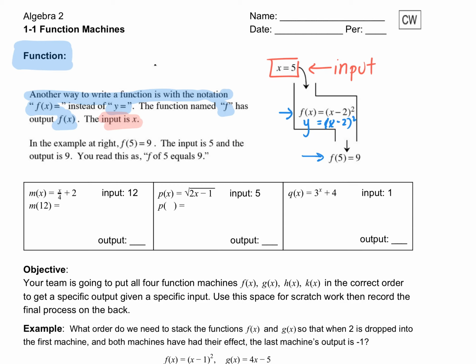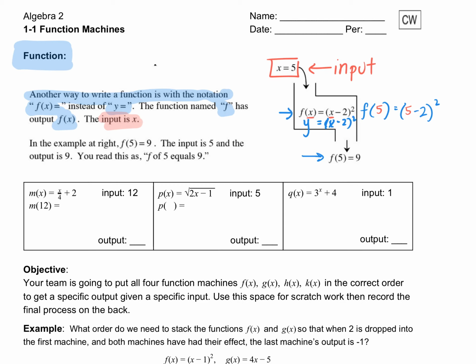So since our input is 5, that just means we are substituting everywhere where we see x, we're going to replace that with a 5. So I'm going to write it as f of 5 is equal to parentheses 5 minus 2 squared.